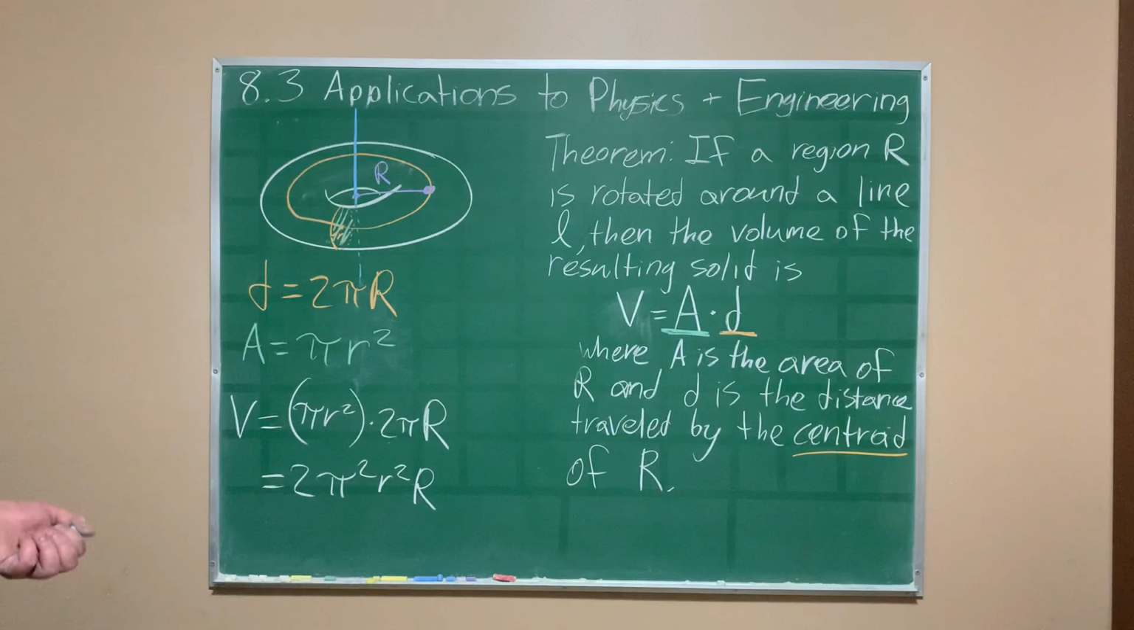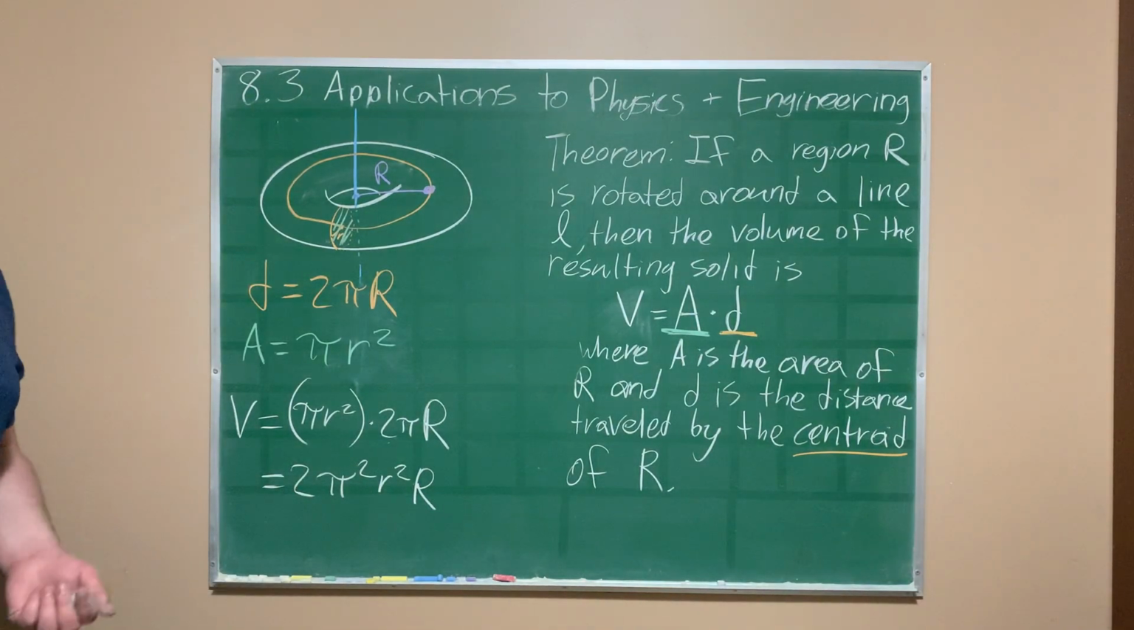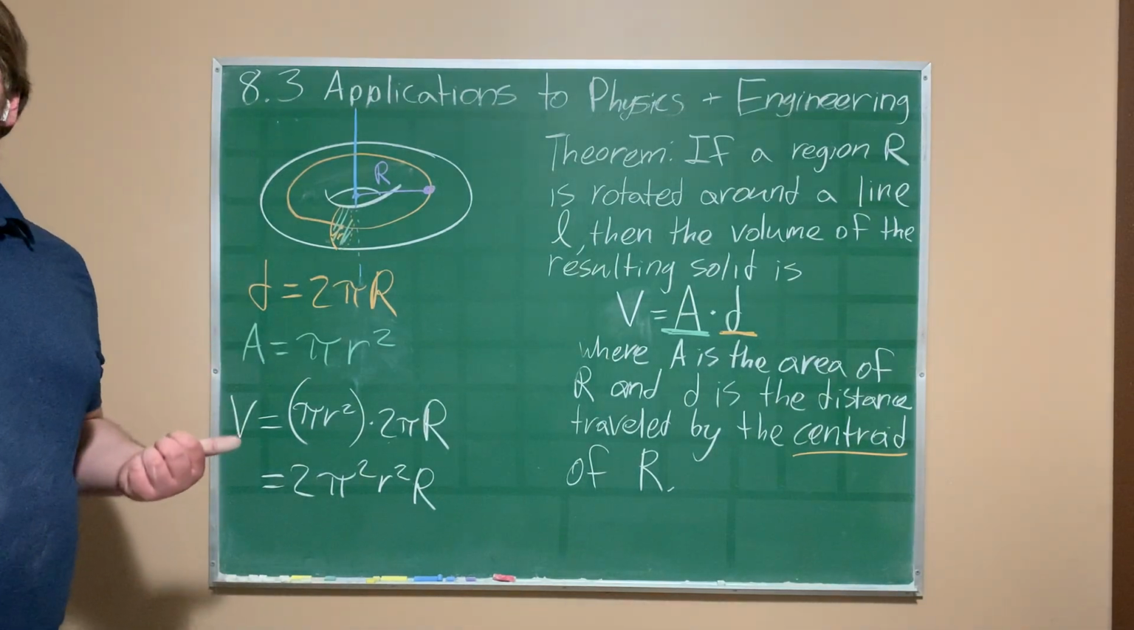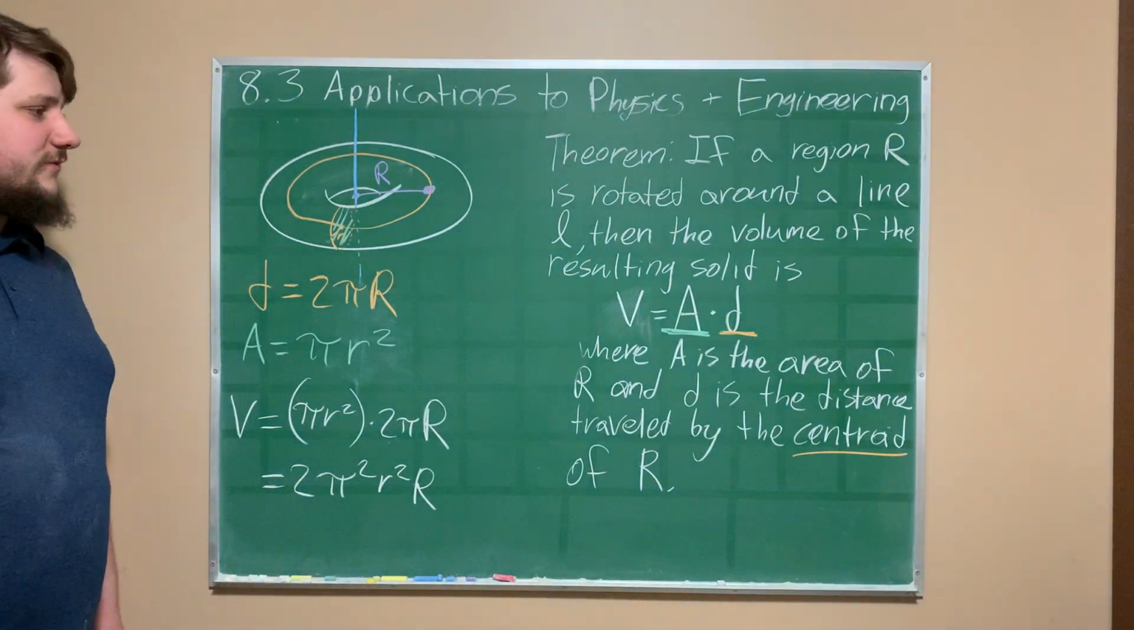In most cases, finding the centroid is actually a much harder challenge, right? So you might as well just calculate the volume directly. But in this case, and in some other special cases, it's relatively easy to find the centroid, and so you can go ahead and use the theorem of Pappus to find these volumes.